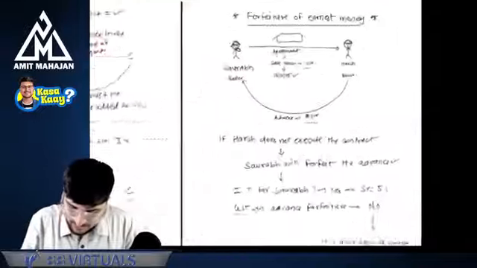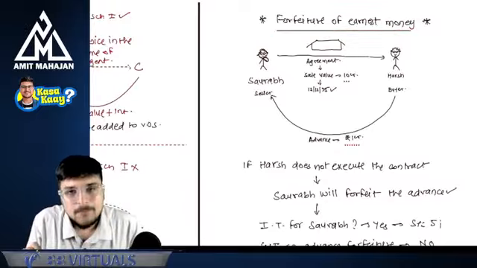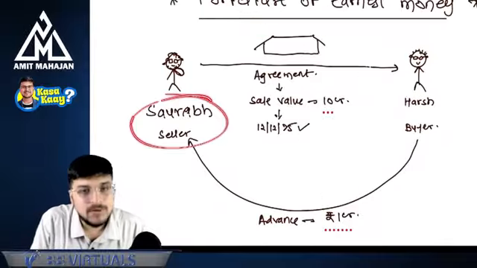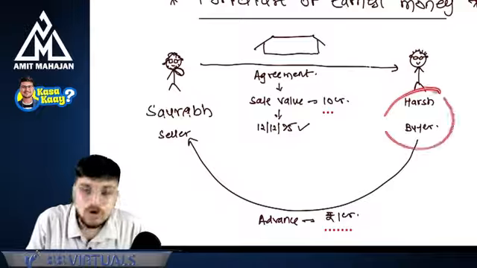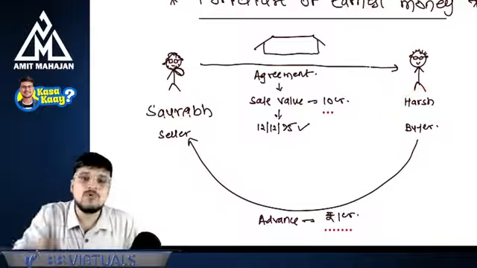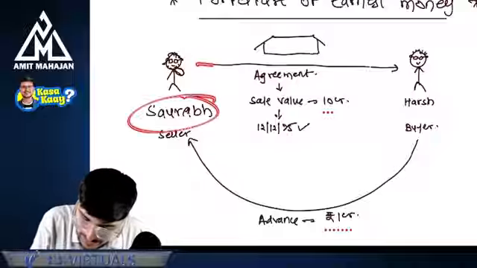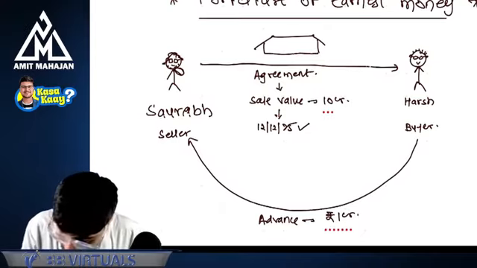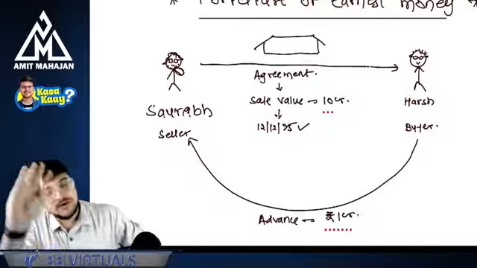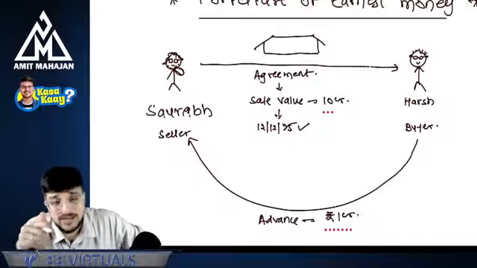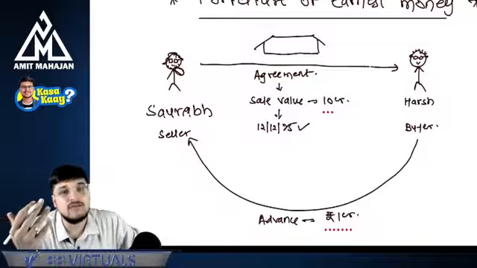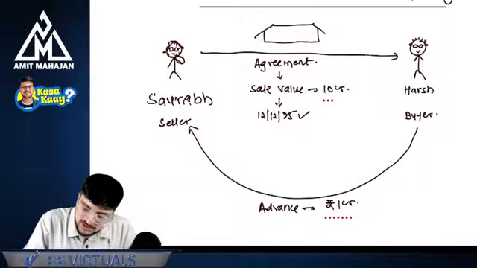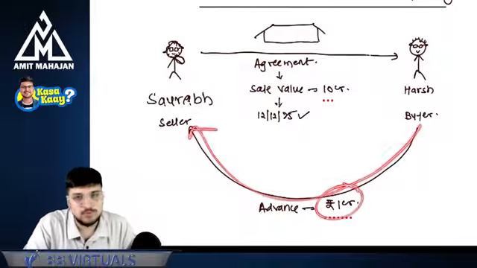Understanding? Perfect. Last 5 minutes. Forfeiture of earnest money. Let's take an example of forfeiture of earnest money. What is the example here? There is one person called Saurabh who is a seller, and there is one person called Harsh who is a buyer of immovable property. Now, Saurabh made an agreement with Harsh, the buyer, to sell this immovable property for 10 crore rupees on 12/12/2025. The agreement is made today, but the delivery, which means the possession, the main contract, will happen on 12/12/25. Okay. For that, Harsh paid an advance of 1 crore rupees.